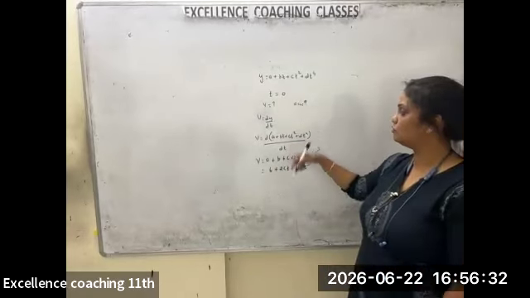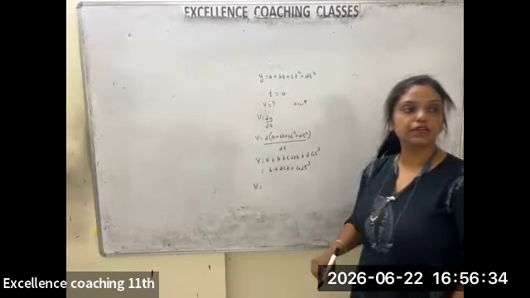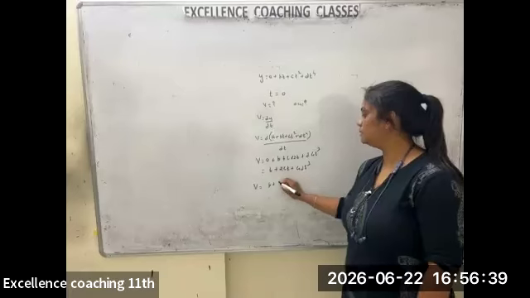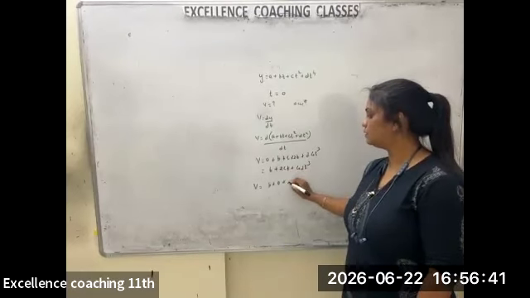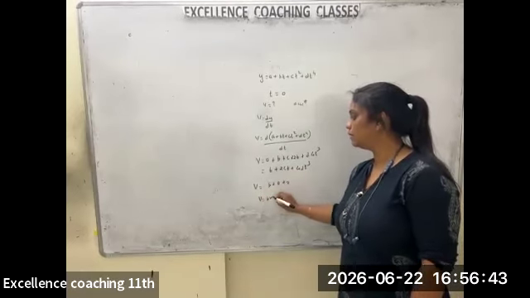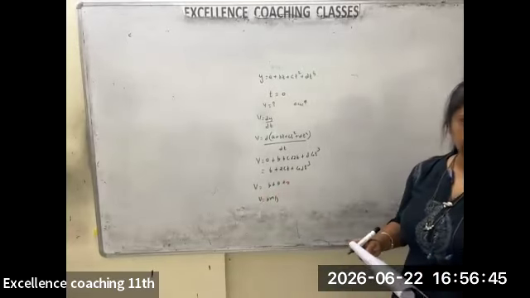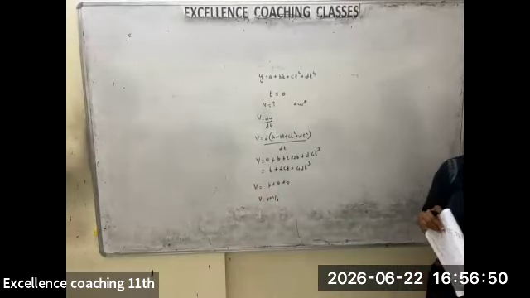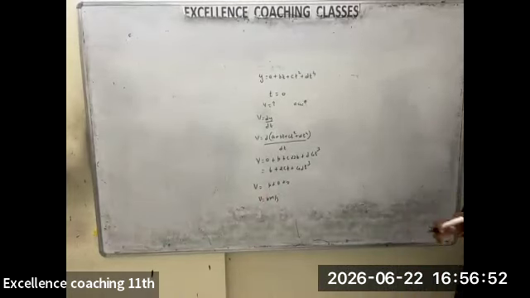Now in place of t, you substitute the initial time, that is 0. So b plus 0 plus 0. So the answer will be b meter per second. Here some constants are given, a, b, c. For exams, you will get some values for these.